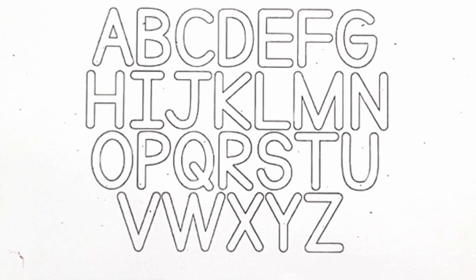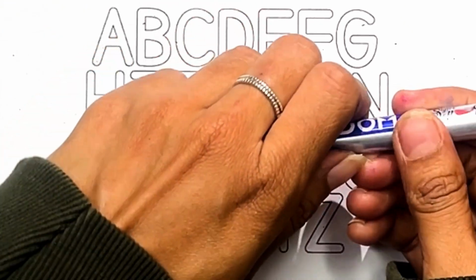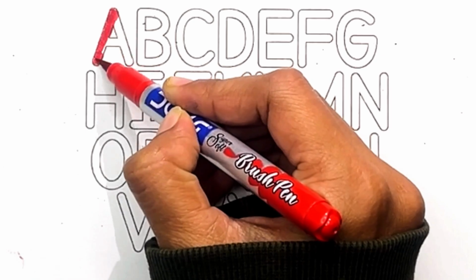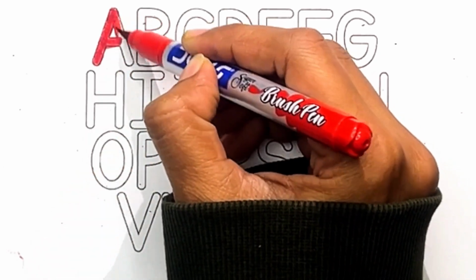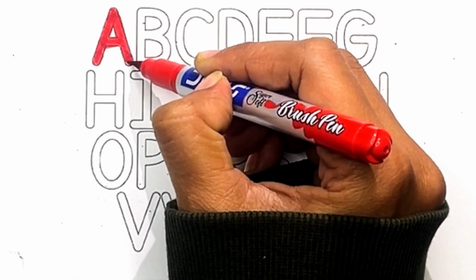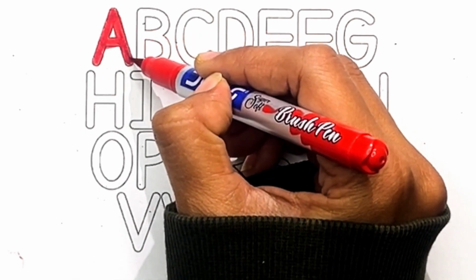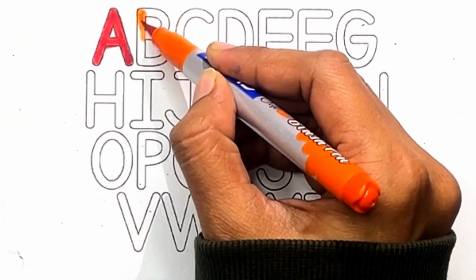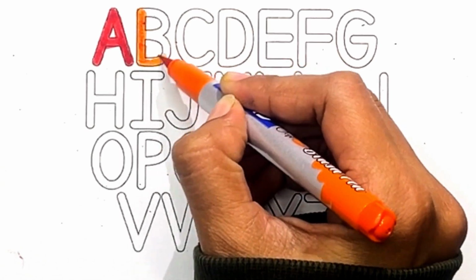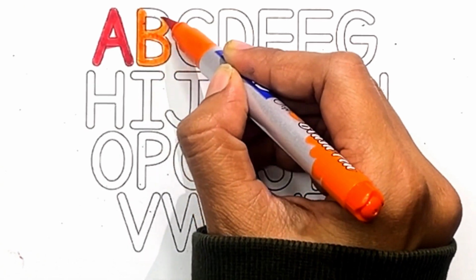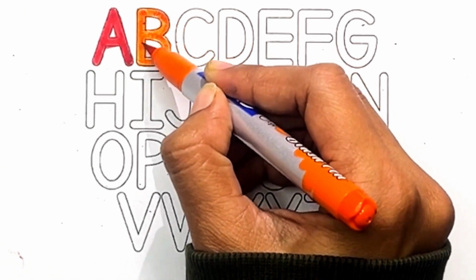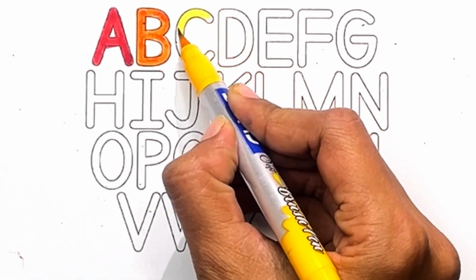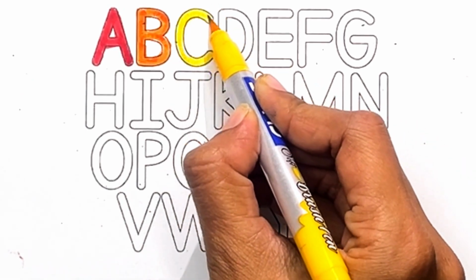Let's learn alphabets. Red color, A for apple. Orange color, B for ball. Yellow color, C for cat.